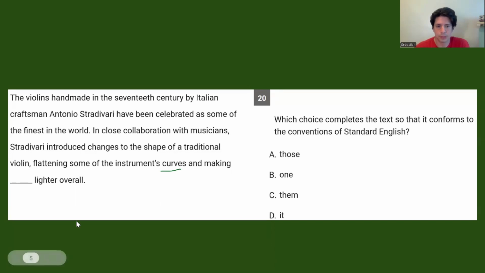So it's going to be the violin is lighter. So then if the violin is lighter, we go with singular. And it's not one lighter, it's about it. It is lighter, the violin. It's not a general what. Okay, so it's going to be D for that one. And now we'll go on to the next one.